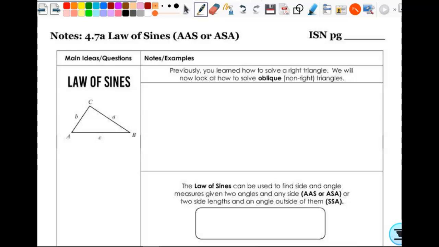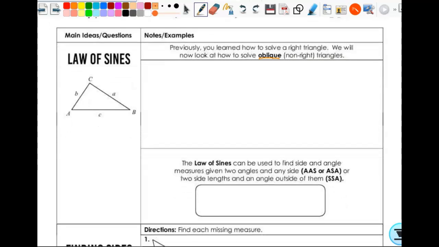Okay, so today we're going to talk about the law of sines. We have solved triangles using trig, but only right triangles. That's what you did in geometry. Then we've reviewed that. You can use trig to solve non-right triangles or oblique triangles, but you don't do it the exact same way.